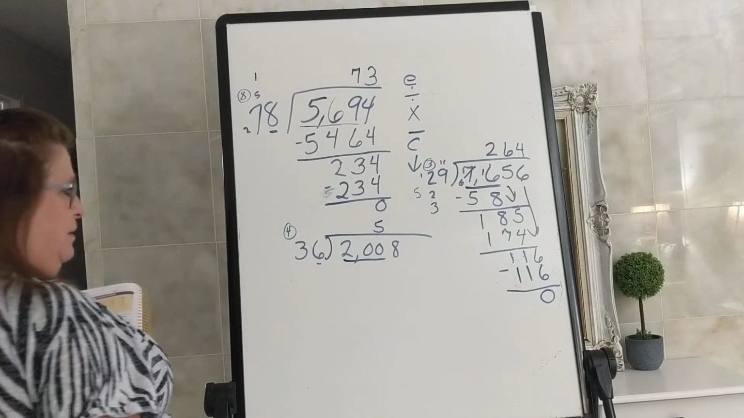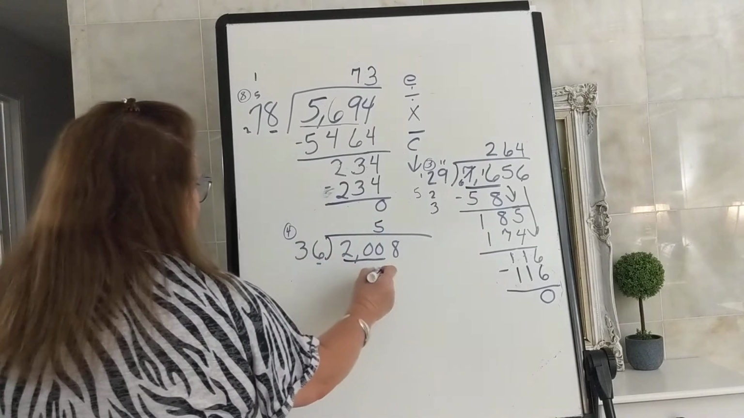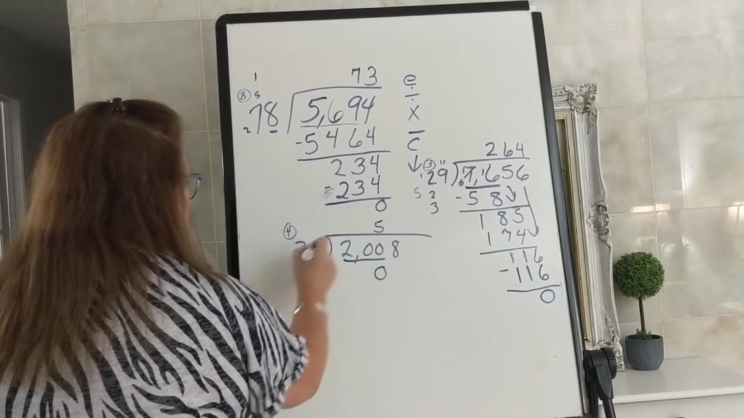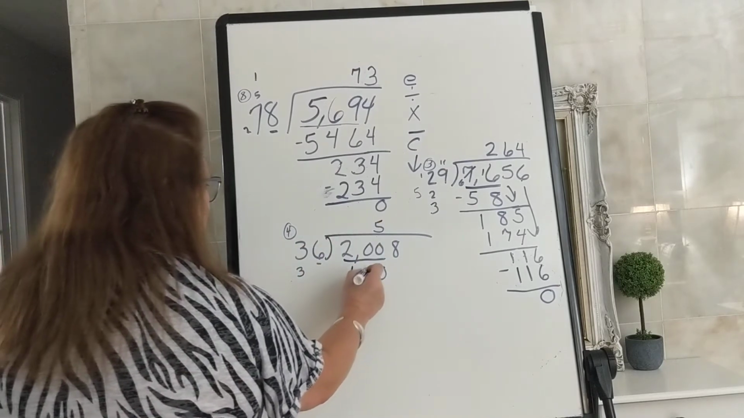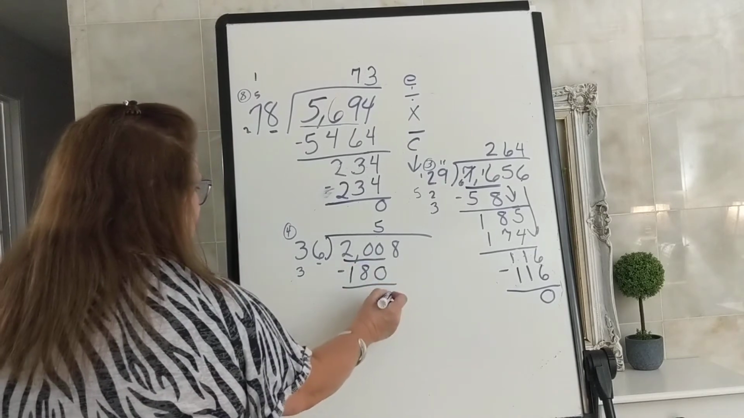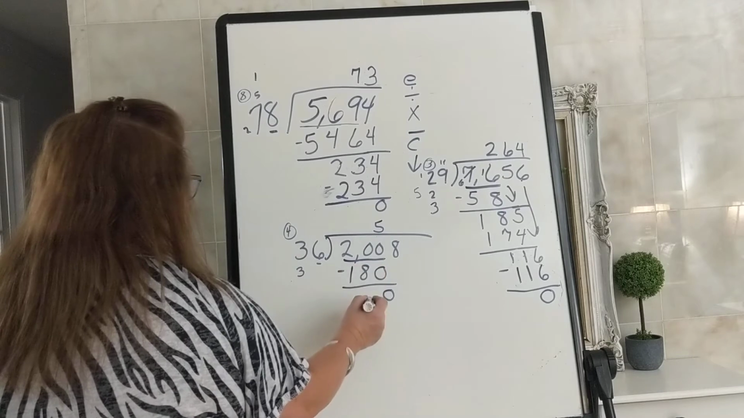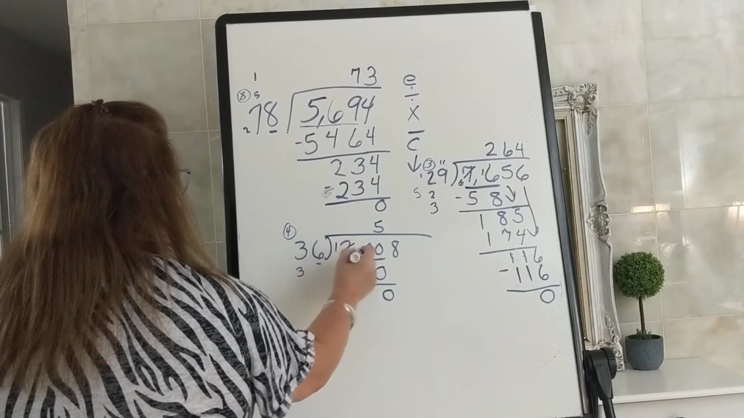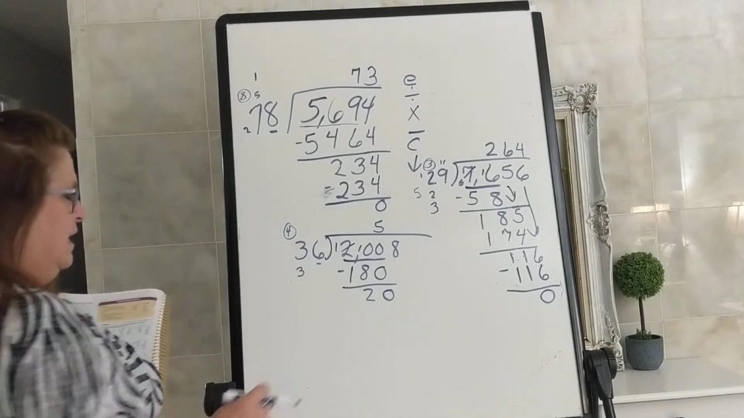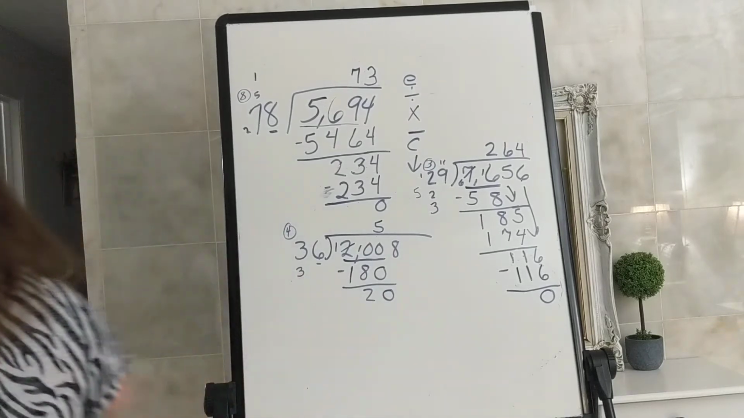Now we're ready to multiply. 6 times 5 is 30. Put 0 down, carry the 3. 5 times 3 is 15, plus our 3 we carried is 18. Now we're ready to subtract. 0 minus 0 is 0. We can't say 0 minus 8. Go next door and borrow. 10 minus 8 is 2. So we have 20. Is 20 smaller than our divisor, 36?